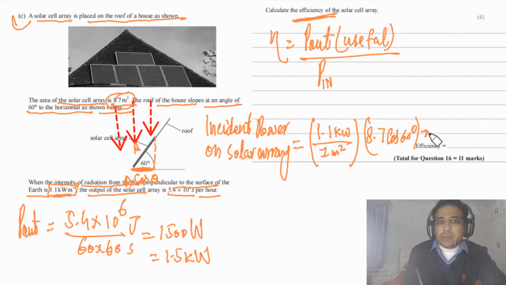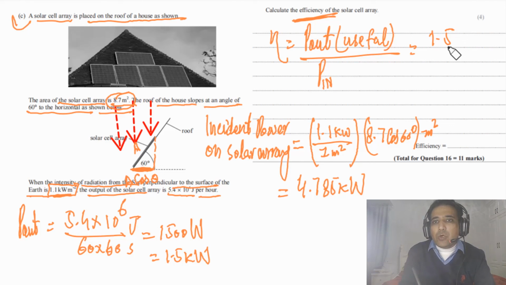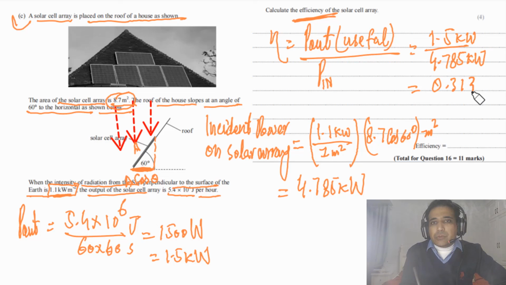So this is in square meters. Now if we solve this one, we will figure out the incident power on the solar array. The incident power in this case will be equal to 4.785 kilowatts. So simply we can plug in values here now. We have 1.5 kilowatts divided by 4.785 kilowatts. This is in kilowatts, this is also in kilowatts, and if we solve, this is our final answer. So this is about 31%.